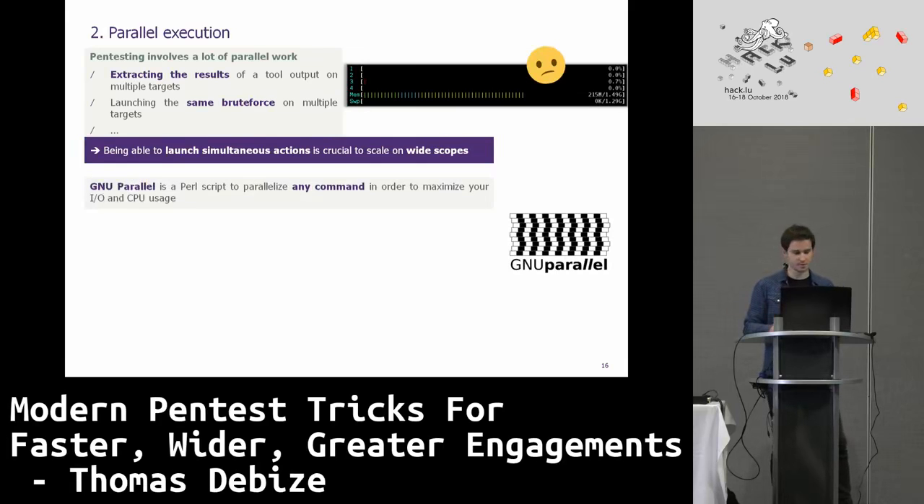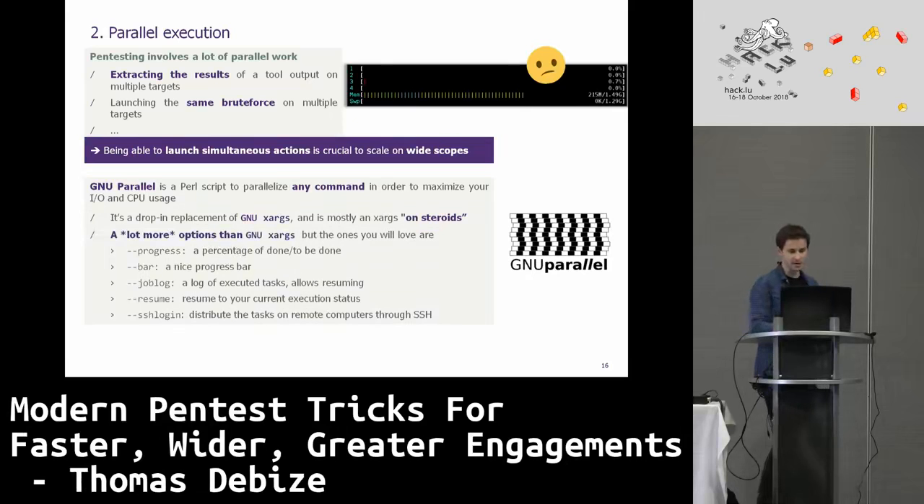I don't know if you know it, but GNU Parallel is a Perl script to parallelize any command on a Unix system. It's a replacement of Xargs, and it has a lot more options than Xargs: progress bar, job resume, and even SSH login to distribute the task among different servers.